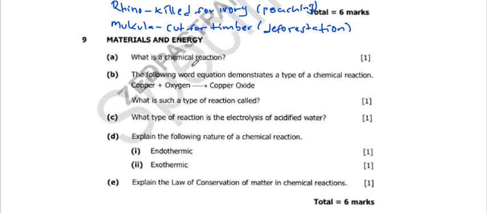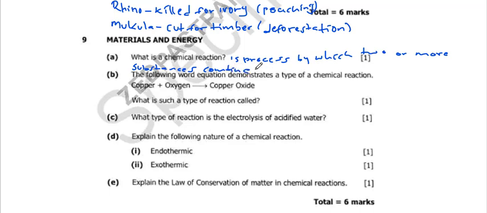Question number 9. What is a chemical reaction? A chemical reaction is simply a process by which two or more substances chemically combine to form a new substance. So a chemical reaction is a process by which two or more substances combine to form a new substance.